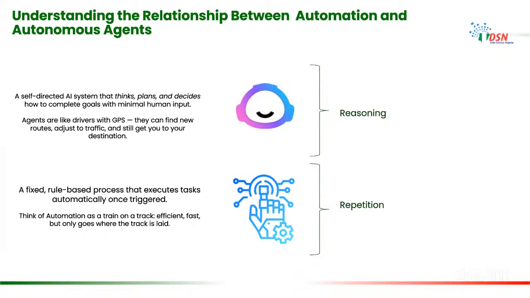And so that's what we can see there at the bottom of the screen where I put repetition. That is essentially the focus of automation. So it is essentially you setting a fixed rule-based process that executes tasks automatically once triggered. And you can think of automation like a train on a track that is efficient, but it is set to run on a set track. That is what it does.